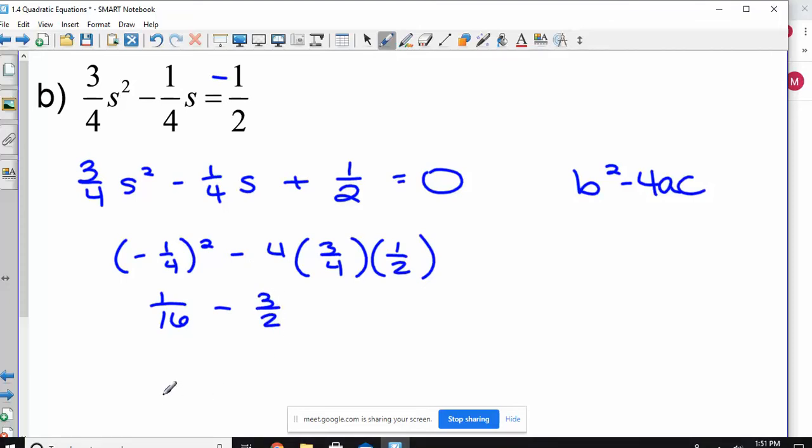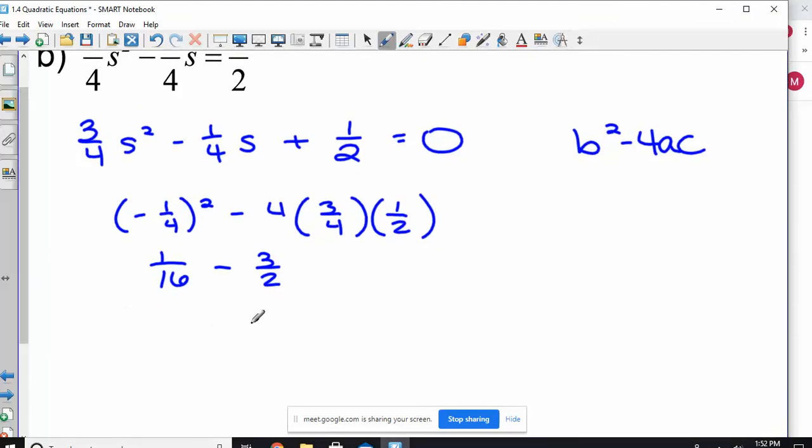3/2. And remember, if you guys need a calculator, either you can have your own or you can use the graphing one in your Chromebook. And we get negative 23/16. So what does that tell me? If it's negative, they are imaginary, two imaginary. Any issues with anything?